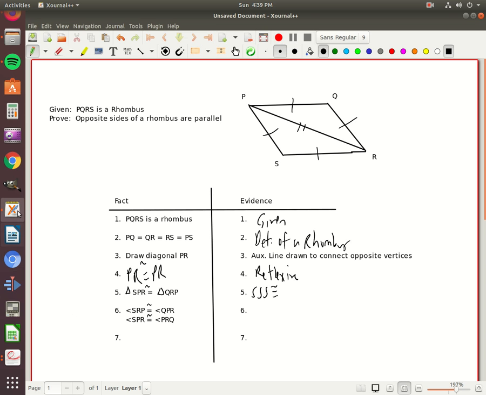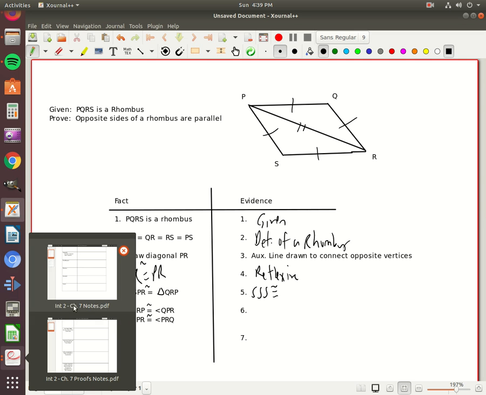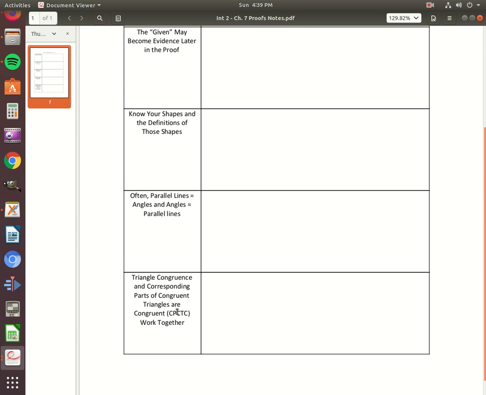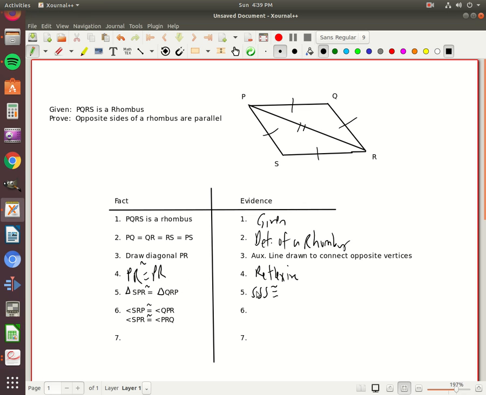And hey, anytime I'm using triangle congruence, I'm probably going to come back with CPCTC. So let's see if that's the case here. So I have these triangle congruents, and we're saying, hey, this angle SRP is congruent to this angle QPR, and we're saying that SPR is congruent to PRQ. And yeah, I think I'm going to say that's true because of CPCTC.